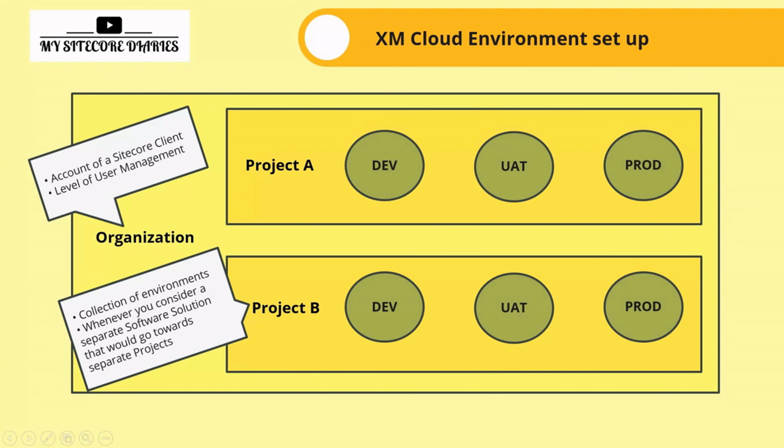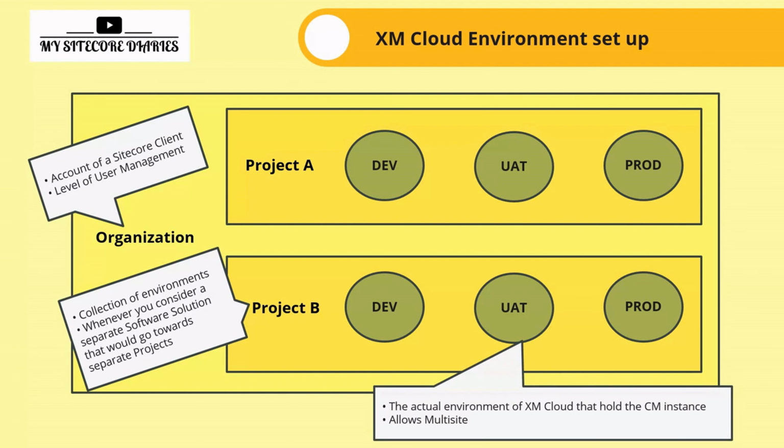And when you talk about the environment, it will have three environments. So what is an environment? The actual environment of XM Cloud that holds the CM instance. So it is the actual instance of your CM, and it allows multi-site also. In this example you have three environments: one is a dev environment, another is a UAT environment, and then the production environment. So project A and project B will have separate environments.